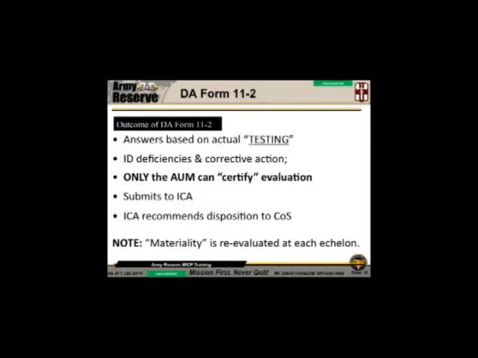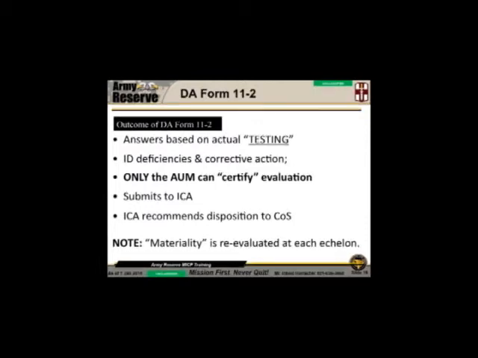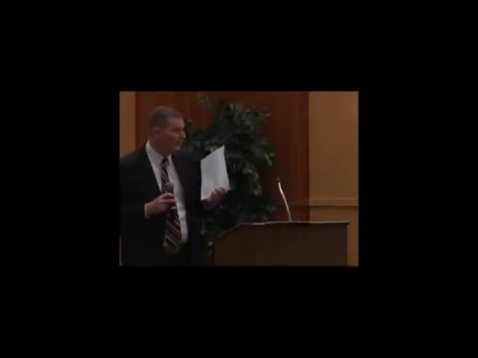This is box 8A, the outcome of the testing. Okay, if you have a problem in your area, you've identified a problem, then you also identify corrective actions, and that's all put on this 11-2 form. So the commander gets all of these, the ICA gets all of these, he looks at them all, and it helps the commander be able to sign a statement saying that his command is functioning within regulatory requirements and that things are functioning the way they're supposed to. That's what this is all about.